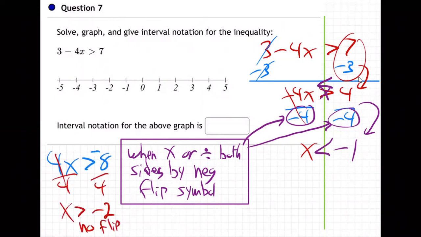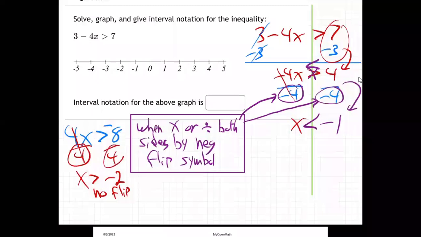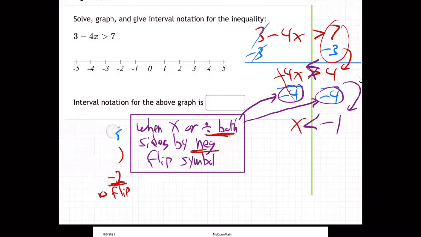Why would that one be a no flip? Because I only divided by a positive. Yeah, but the answer is -2. It doesn't matter what the answer is. It matters what I put under the bar. So if I put a +4 under the bar, there's no flip. It's only when you divide by a negative under the bar that you have to flip the symbol. So I flipped the symbol and I got this answer.